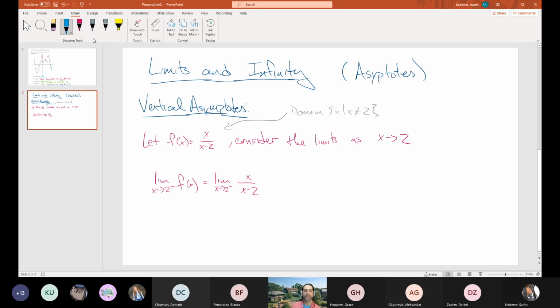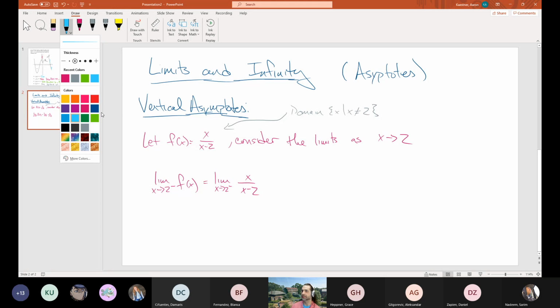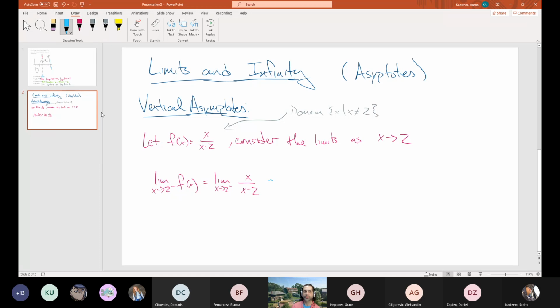And now if I'm looking at this function and thinking about this limit, as x goes to 2, what we have happening is that my numerator is a number that's getting closer and closer to 2. It's approaching 2. 2 is a nice whole number. Plugging 2 in, this is going to give me back 2. And so, okay, my numerator is approaching 2.